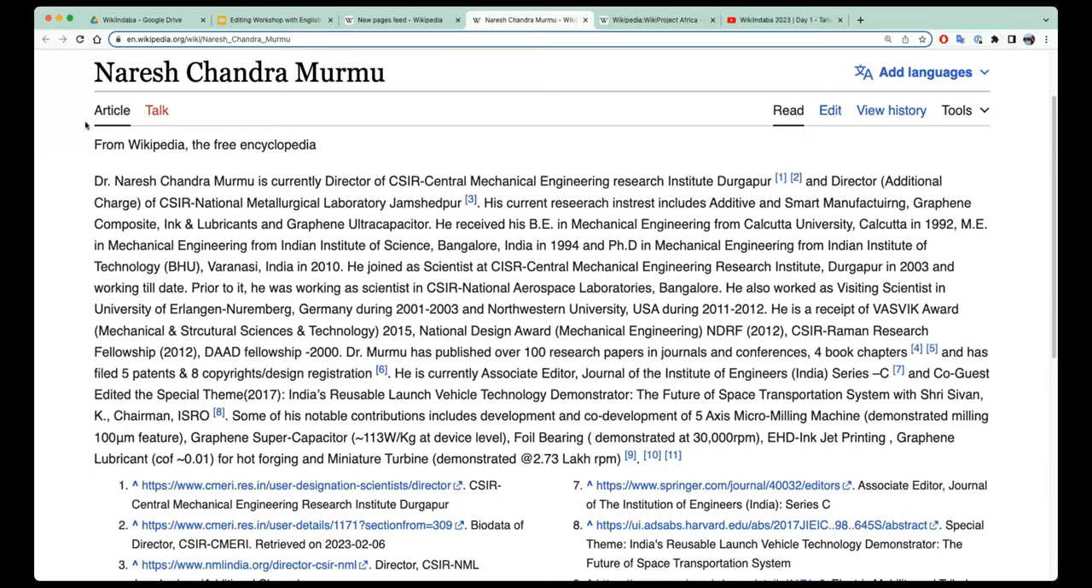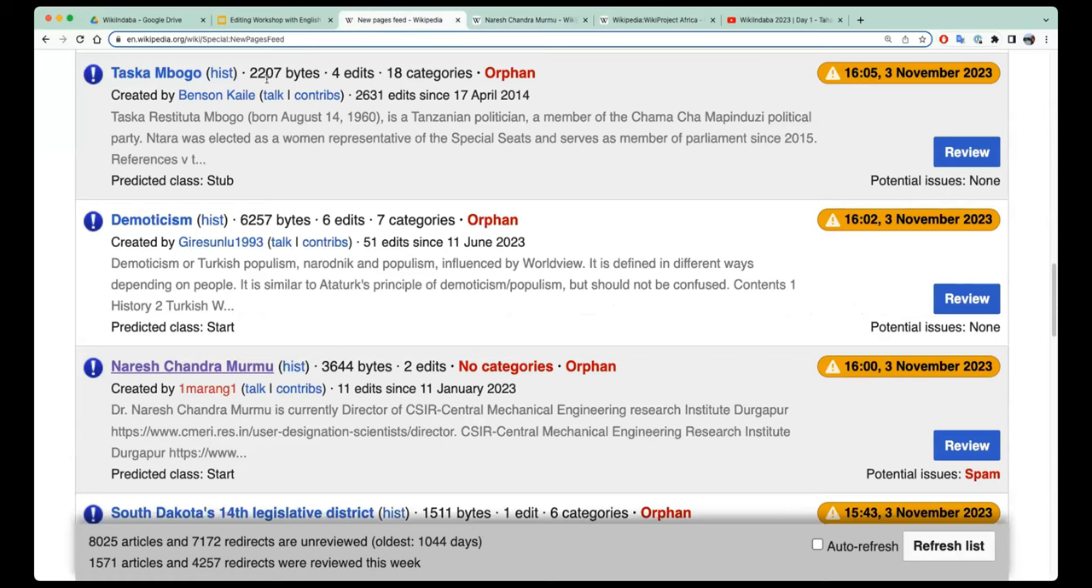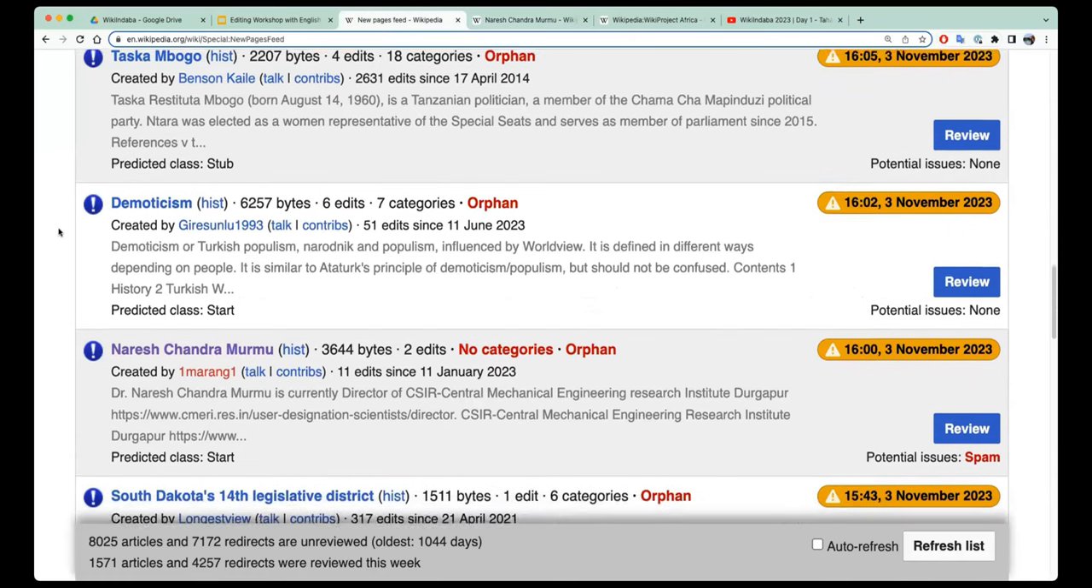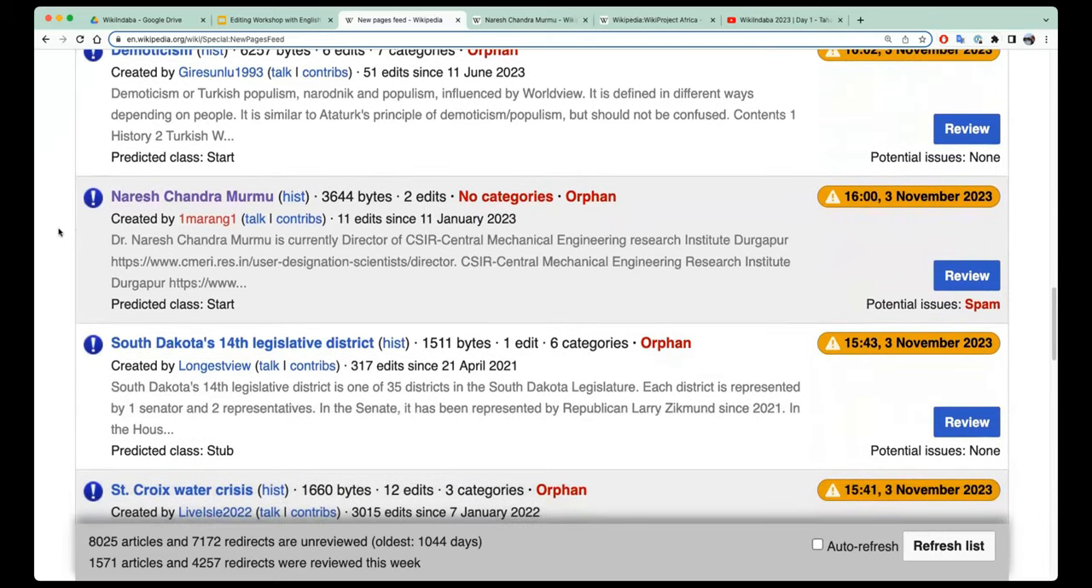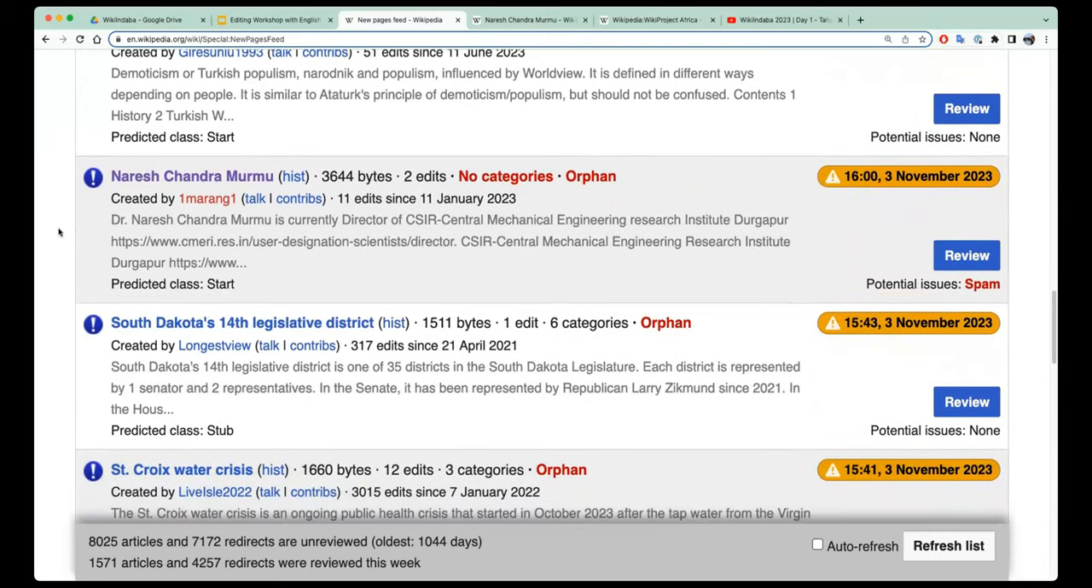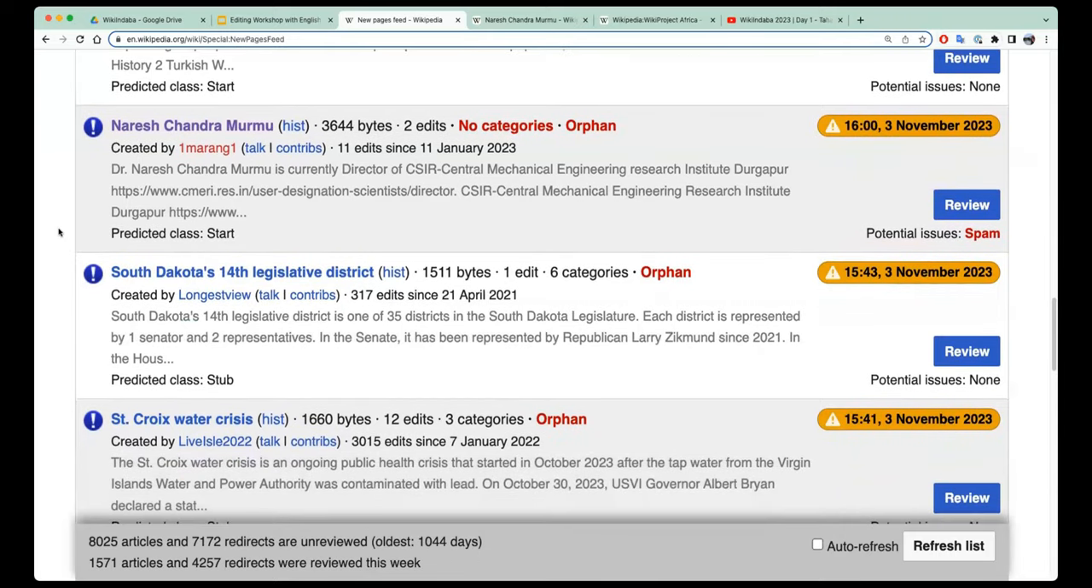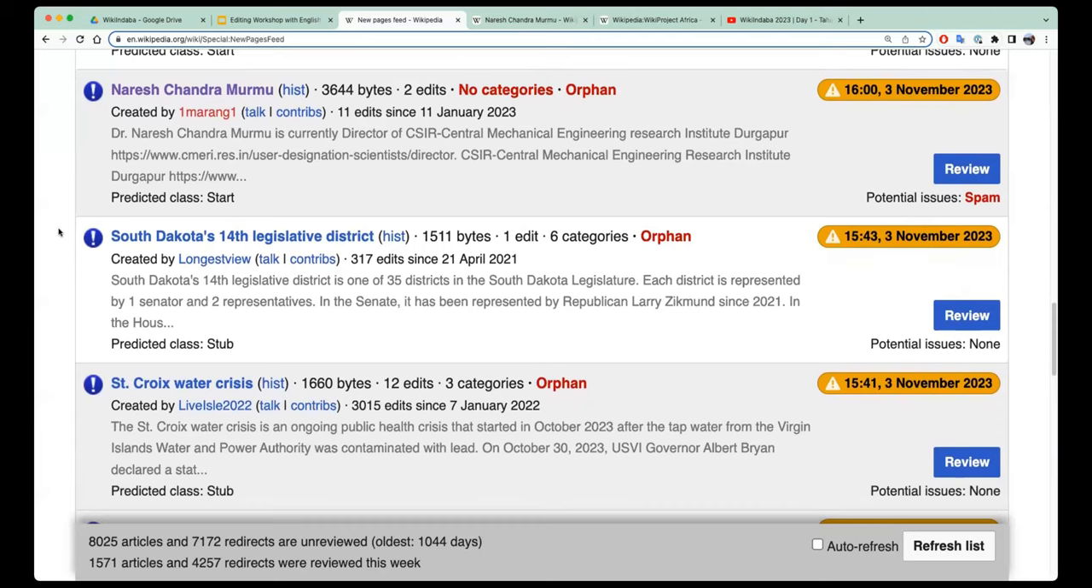Can you go back? So as you look at this, and you scroll, keep scrolling down, South Dakota's 14th Legislative District, I know nothing about this topic. Anyone in the room know something about it? Those are the people who are going to click on it, and they're going to check it out and decide whether to keep it or not, send it to Articles for Deletion or not. Not going to be me.